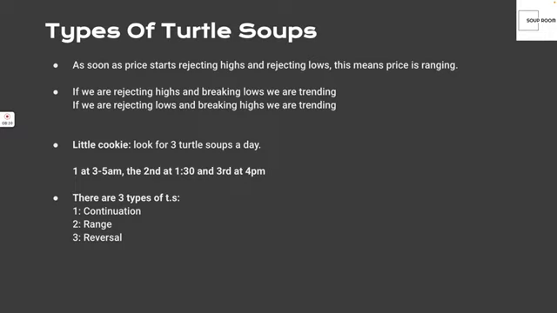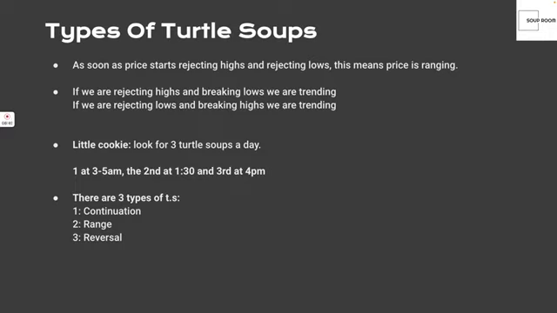The different types of turtle soups. As soon as price starts rejecting highs and rejecting lows, this means price is ranging. If we are rejecting highs and breaking lows, we are trending, and if we are rejecting lows and breaking highs, we are trending.